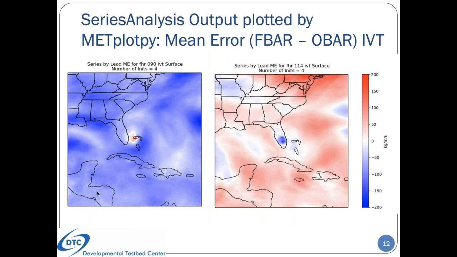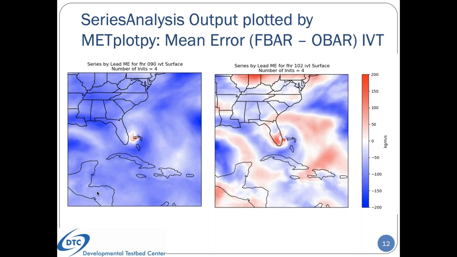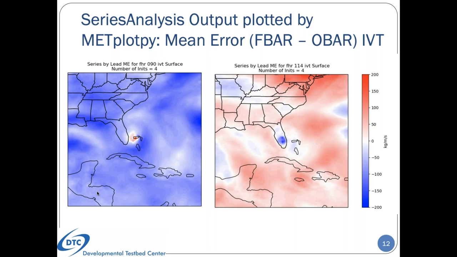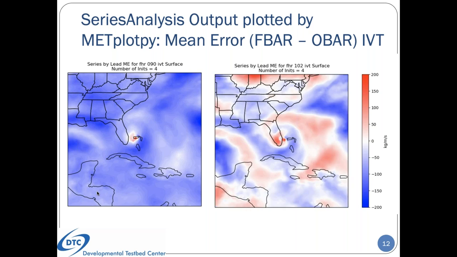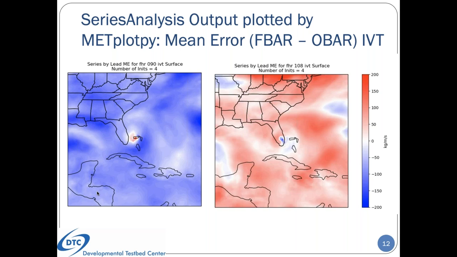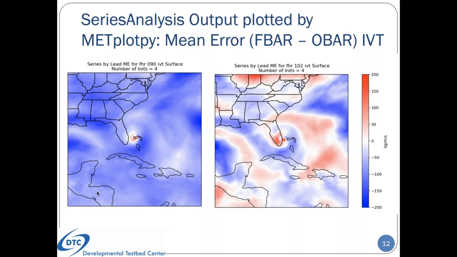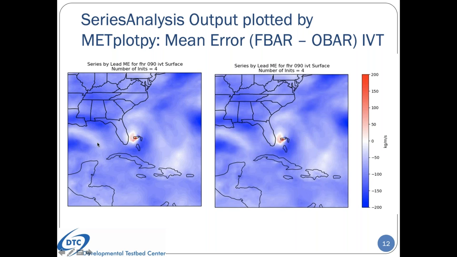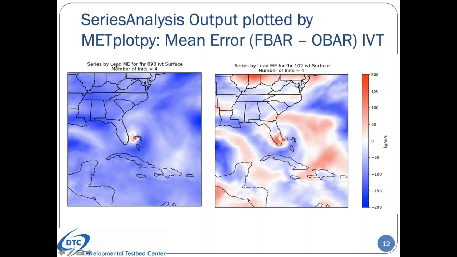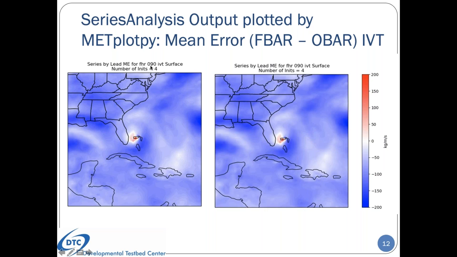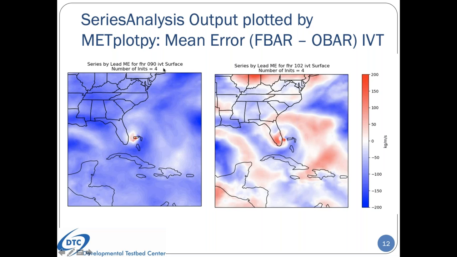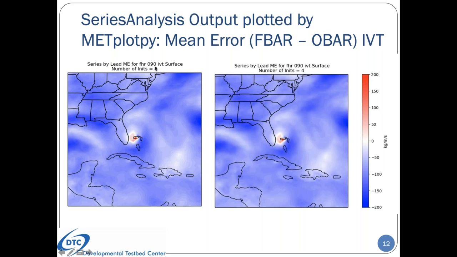Now here's an example of what you can do with METplotpy. For this use case, I calculated mean observation value, mean forecast value, so O bar and F bar, and then the mean error, which is defined as F bar minus O bar, for IVT. This is in units of kilograms per meter per second. On the left is a still image that I'm going to explain, and it is being looped through on the right. This is the series-by-lead mean error, for forecast hour 90, and the variable name is IVT, and the level is integrated over all the layers in the atmosphere.